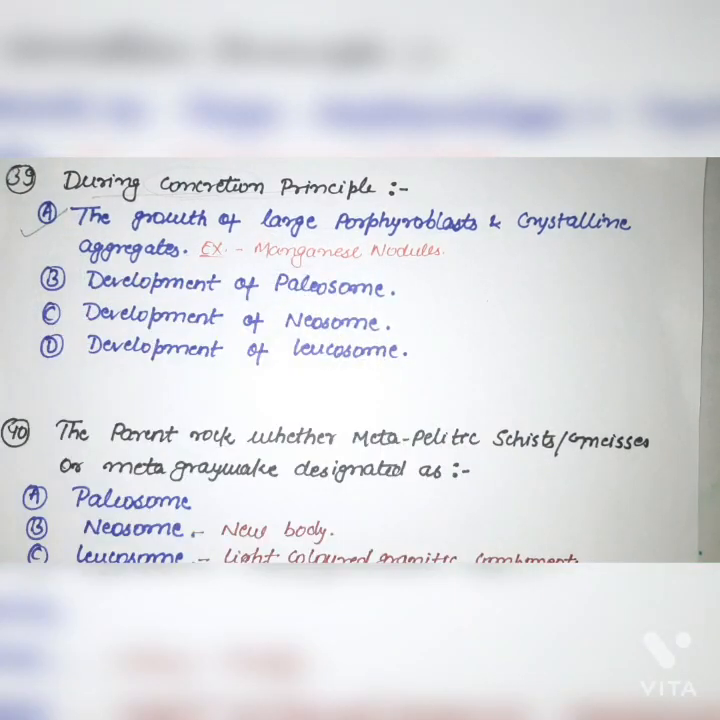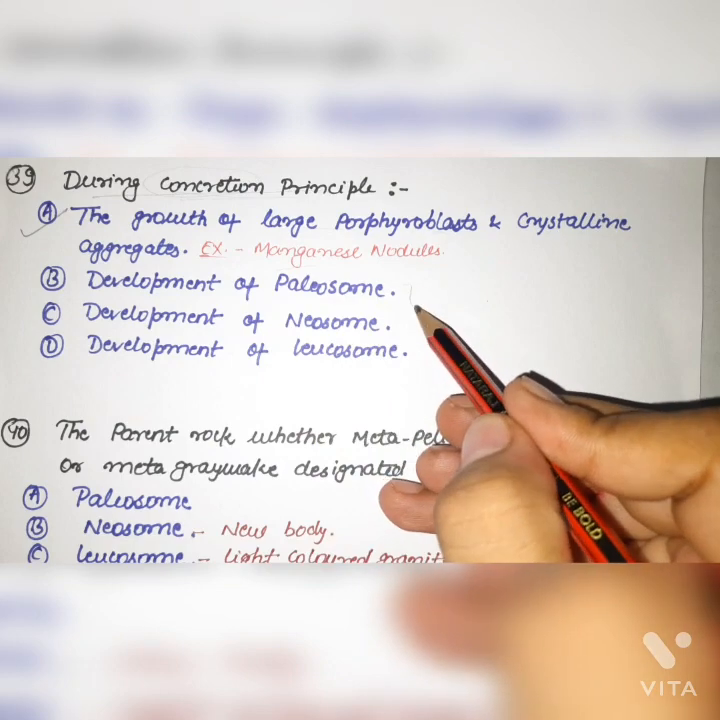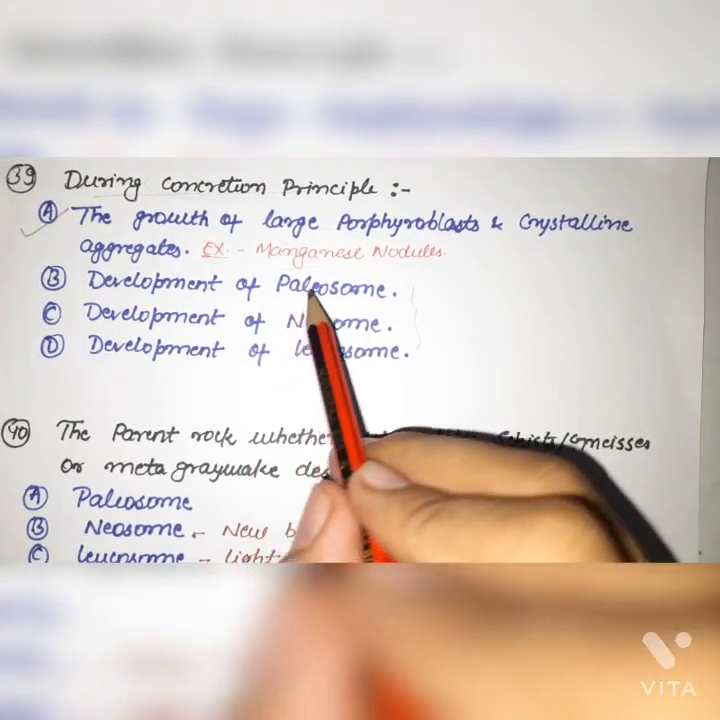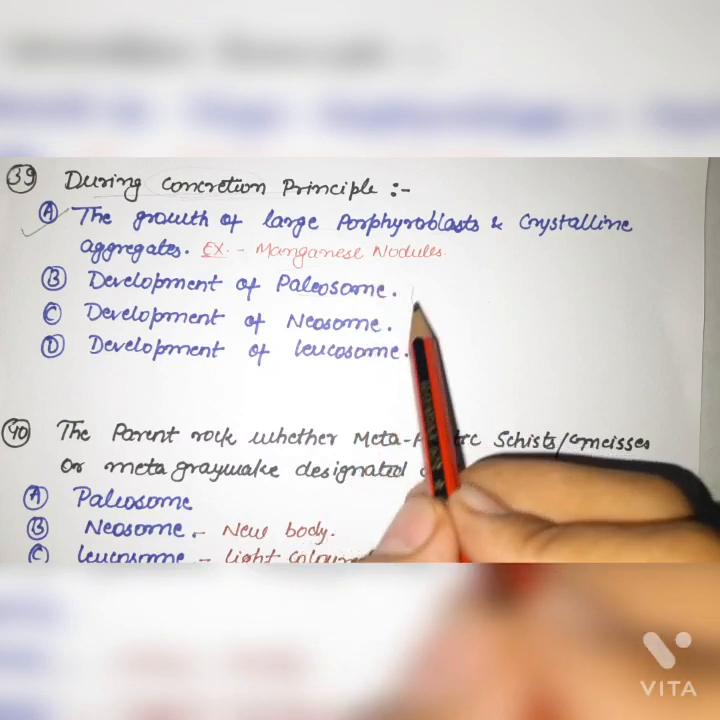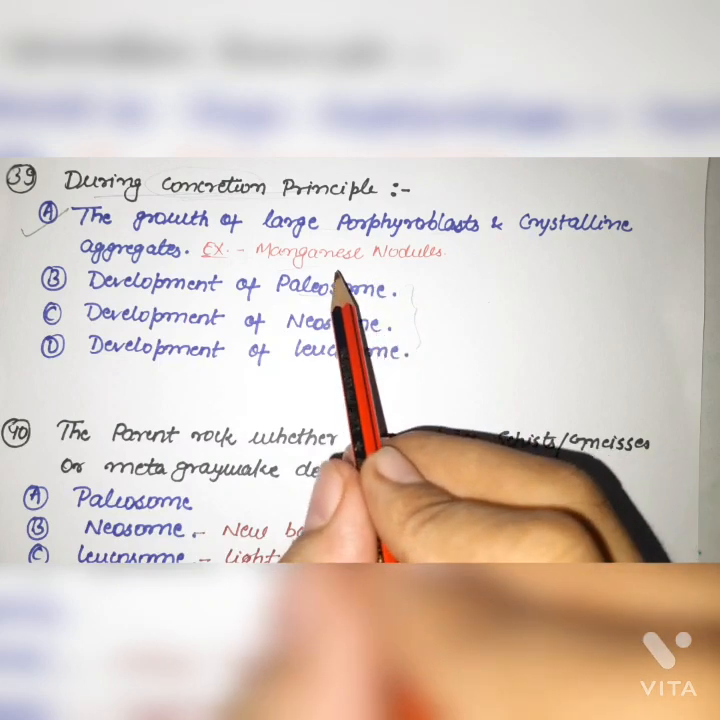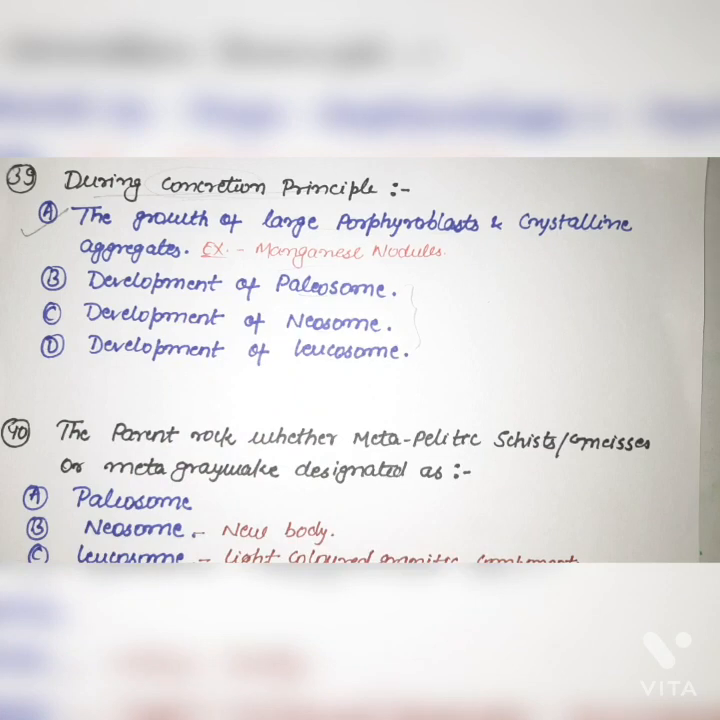Now you can answer this question by elimination method also. Like I told you, paleosome, neosome, leucosome, melanosome, these are all associated with pegmatites. So these are not associated terms with concretion principle.